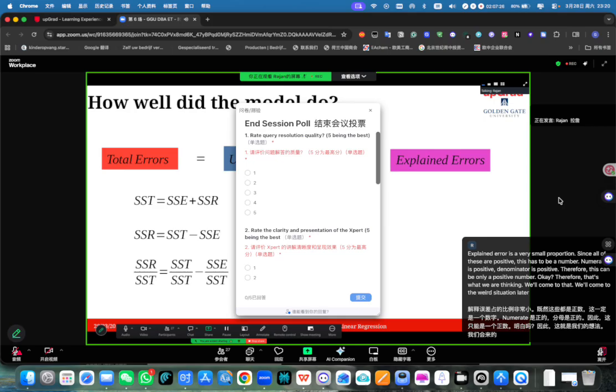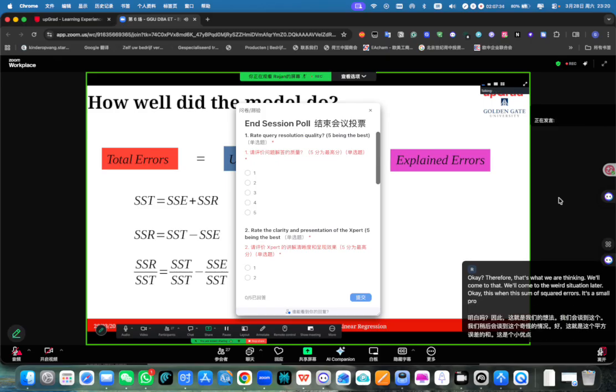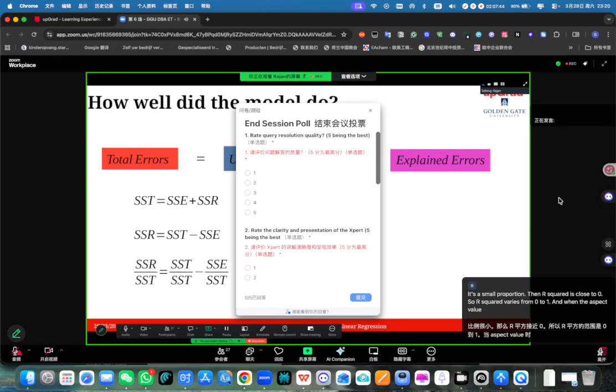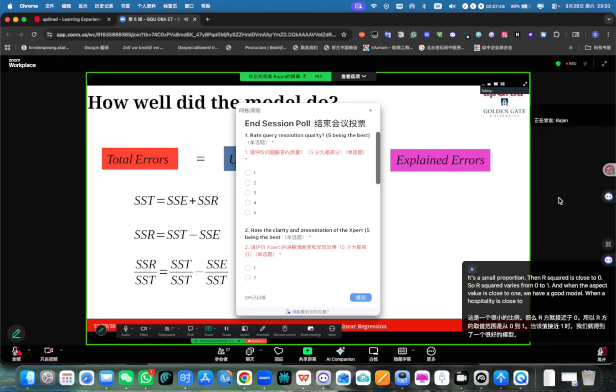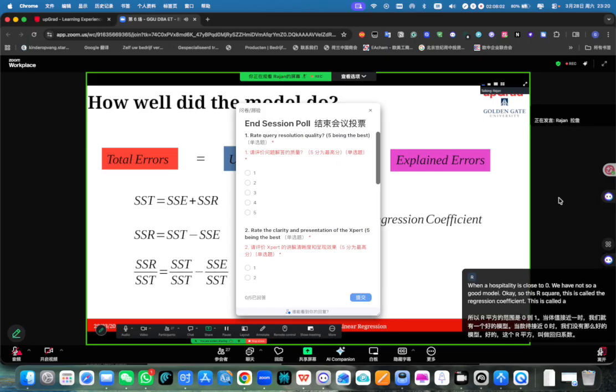When this sum of squared regression is a small proportion, then R squared is close to 0. So R squared varies from 0 to 1. And when the R squared value is close to 1, we have a good model. When R squared is close to 0, we have not so good a model. So this R squared is called the regression coefficient. This is very important.